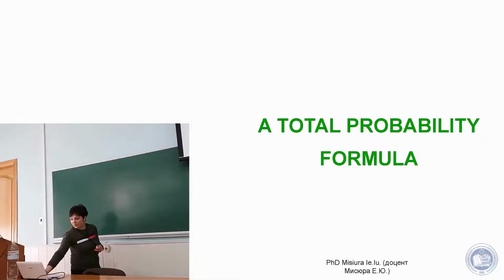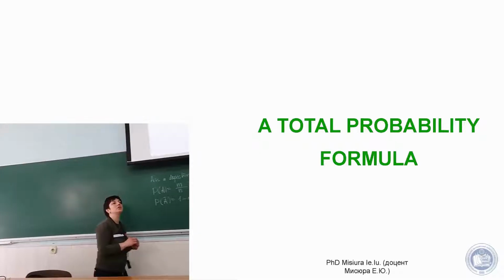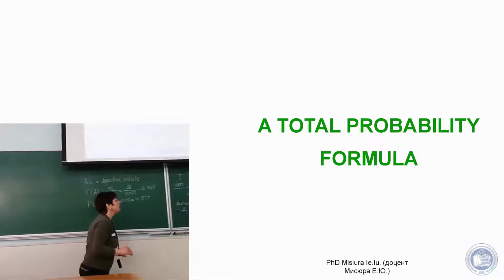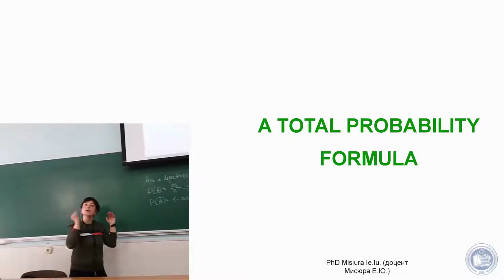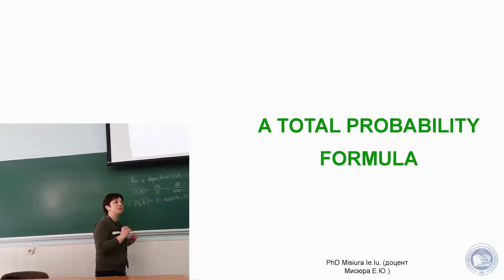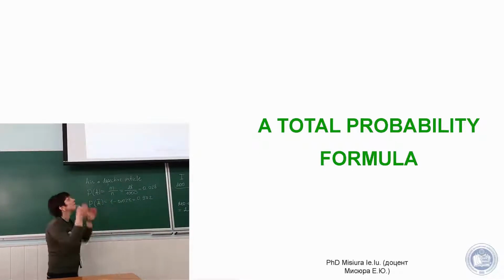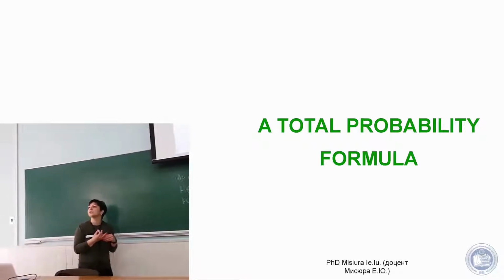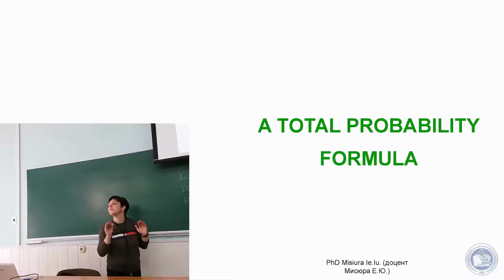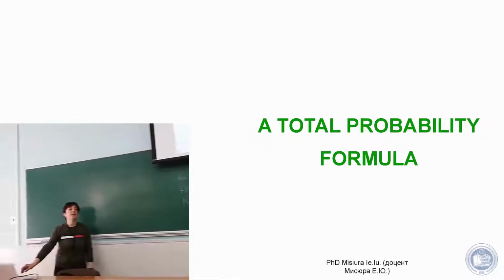total probability formula. One moment, please. Let's copy out the total probability formula. Its explanation with the help of the classical definition of probability. Let's get this result with the help of the basic formula, which is called the total probability formula. Формула полной вероятности.